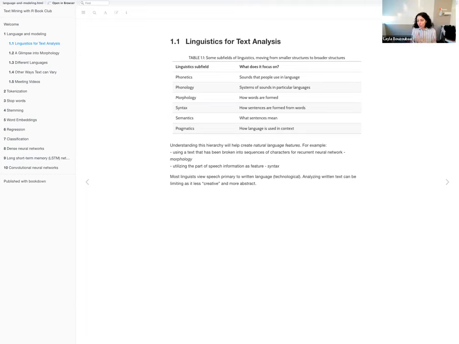And then there's morphology, which is the study of how words are formed; syntax, how sentences are formed from words; semantics, what the sentence means; and then pragmatics, how the language is used in context. So there's a hierarchical view of each of these subfields. And he mentions in this chapter that understanding this hierarchy, this organizational structure, will help us create the natural language features, or the predictors, for our models.